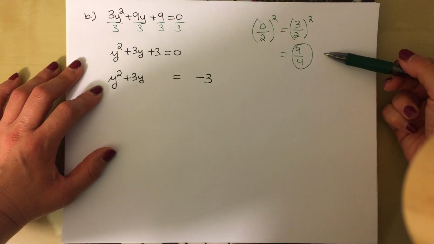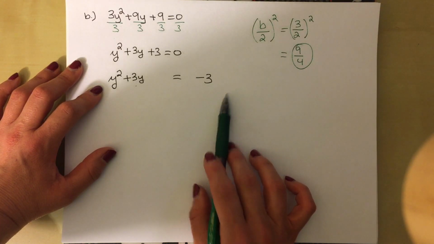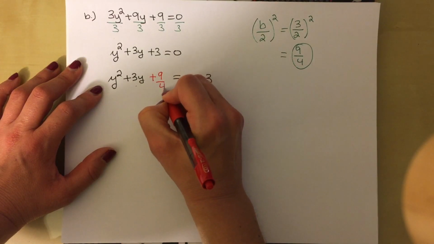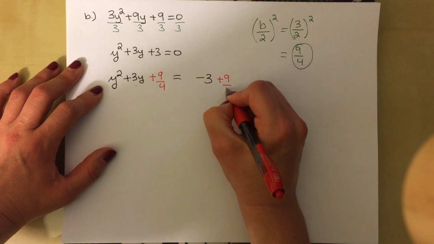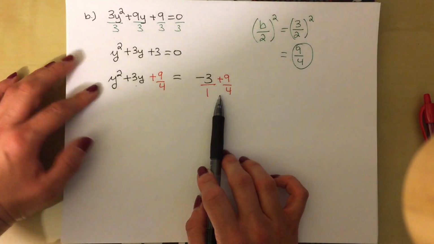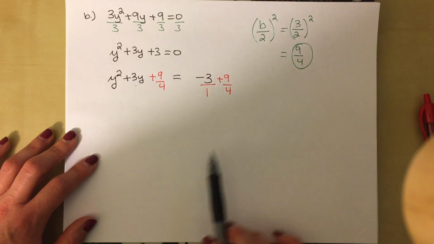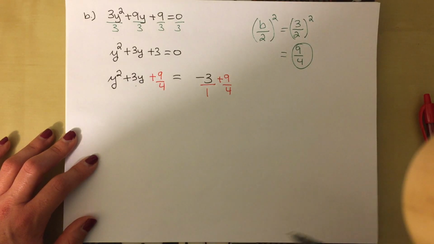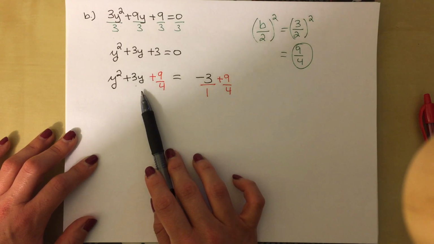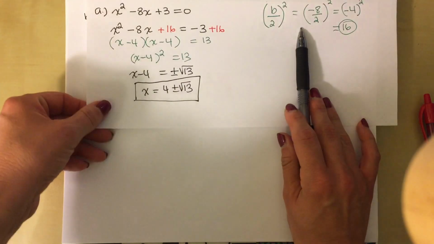What do you do with this? You add it to both sides of the equation, so it doesn't change the value, but it will help us factor. So right here, we're going to combine these, get a common denominator of 4, and we can do that here. Let's just combine. On the left side, you need to factor. Remember, when you complete the square, you're going to factor on the left, and you're going to get a binomial squared. Exactly like we got for example A.